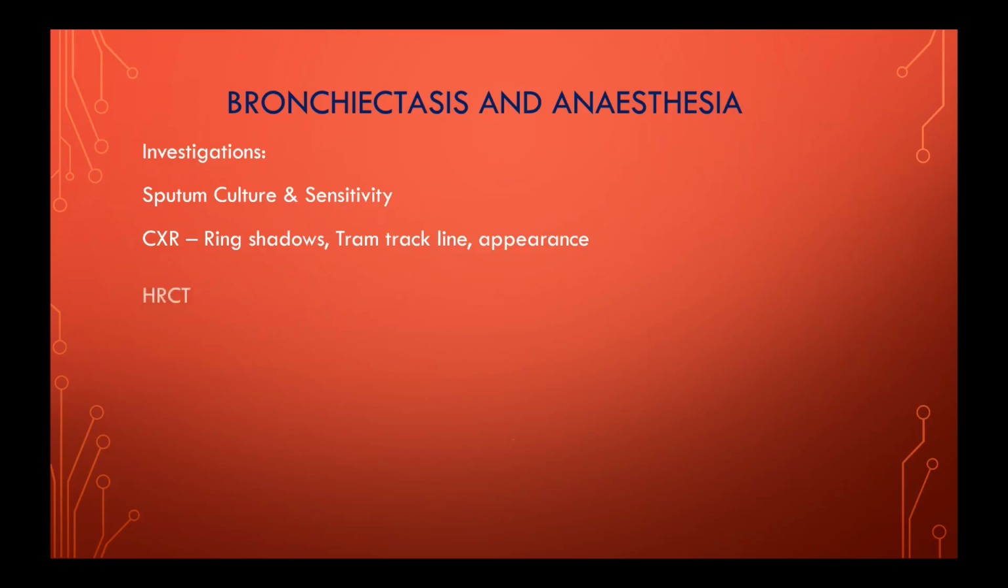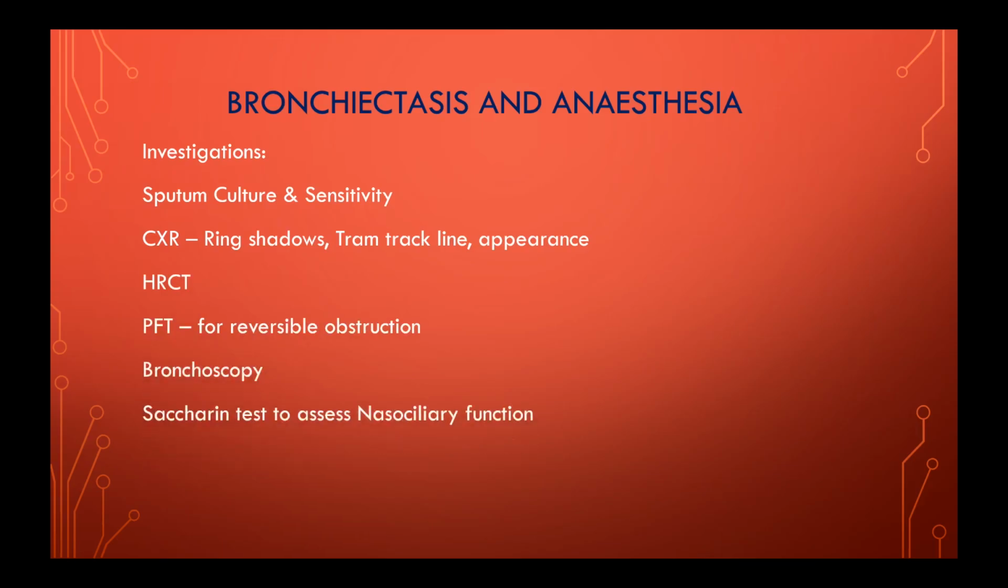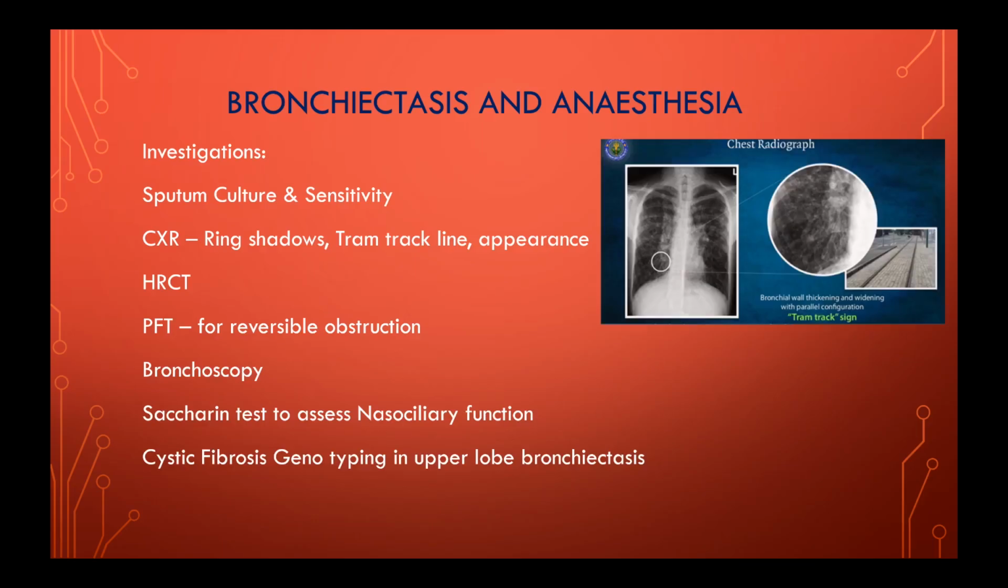X-ray may show ring shadows, crack lines, and appearances that may be asked in your OSCE or in the radar. And it may require a high resolution CT scan and a test for reversible obstruction. Bronchoscopic aspiration if the collections are huge, and a saccharine test to assess the ciliary function also in cases of cardiac syndrome is indicated. Cystic fibrosis phenotyping in upper lobe bronchiectasis is indicated.